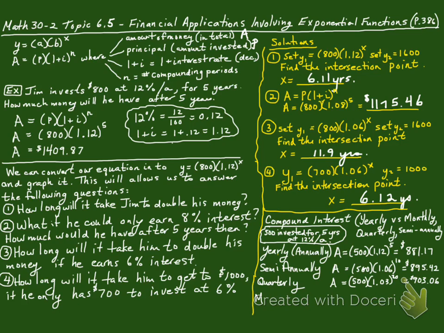And lastly, for monthly. Now monthly, 12% every month would be 1% a month. So that would be 500 times 1.01. Monthly for 5 years would be to the power of 60. And that will be a total of $908.35.